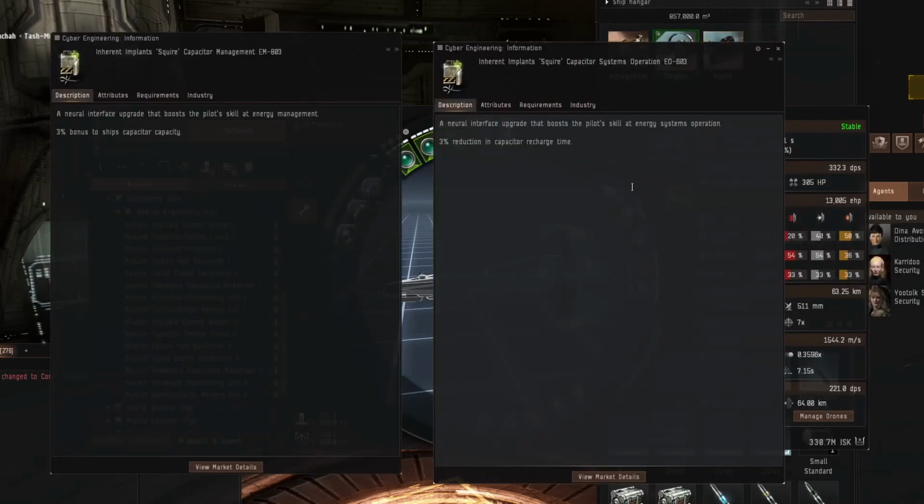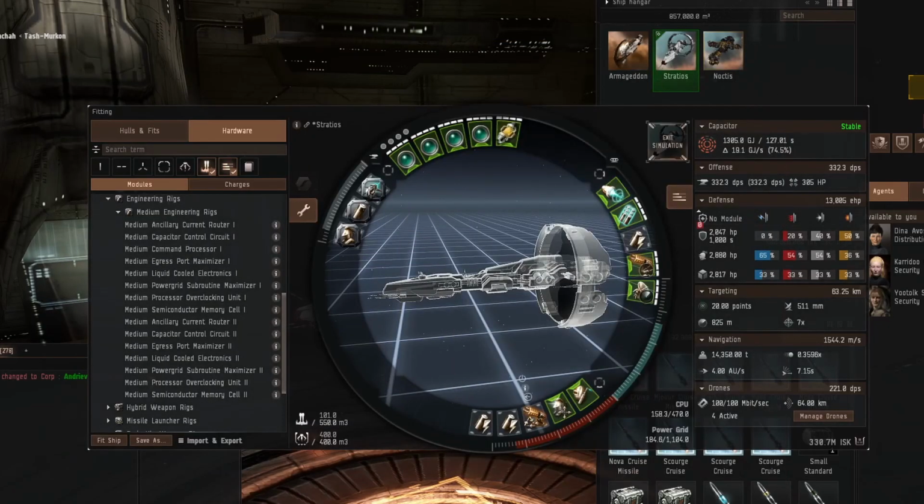Implants wise, there's two main families of implants which provide capacitor to your ship. There's the EO6 range, which runs from 1% to 6% variations, and these just reduce capacitor recharge time. And there's the EM8 family, which again runs from 1% to 6% bonus, and these add capacity to the total pool. So that's a lot of different options, an awful lot.